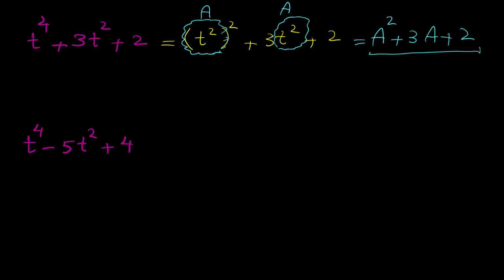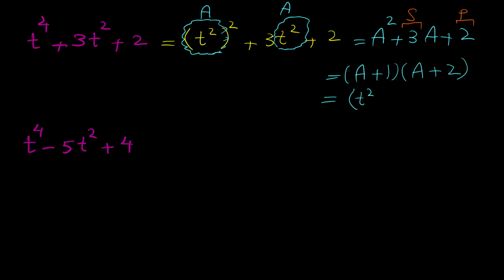This is a very simple trinomial, if you pay attention. And the leading coefficient is 1, so it's very easy to factor this. We don't need to multiply this 1 by 2, because if you multiply 1 by 2, it's 2. So now we are looking for two numbers that their product is 2 and their sum is 3. What are those numbers? 1 and 2. So we can factor this trinomial and write this as A plus 1 times A plus 2. But what is A originally? A is t squared, so the answer is t squared plus 1 times t squared plus 2.